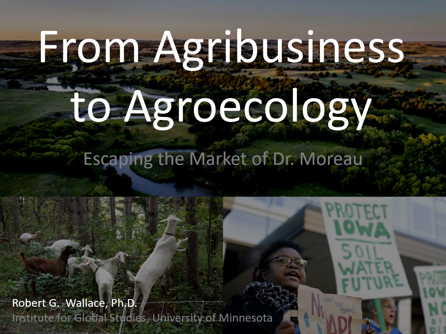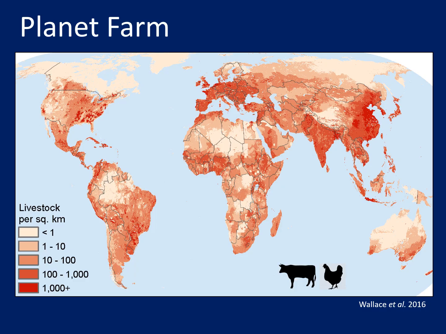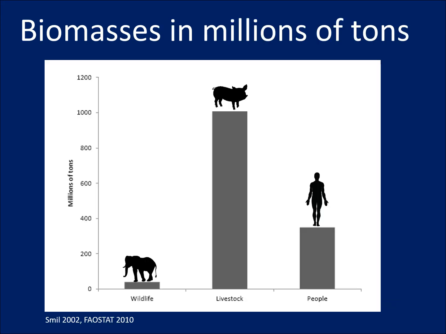I'm going to try to move us out of agribusiness to agroecology in 15 minutes. Planet Earth today is largely planet farm, with agriculture our largest biome. Here are the total livestock per square kilometer, including all cattle, chickens, ducks, pigs, sheep, and goats as of 2006, with the attendant biomasses in millions of tons for, from left to right, vertebrate wildlife, livestock, and people.